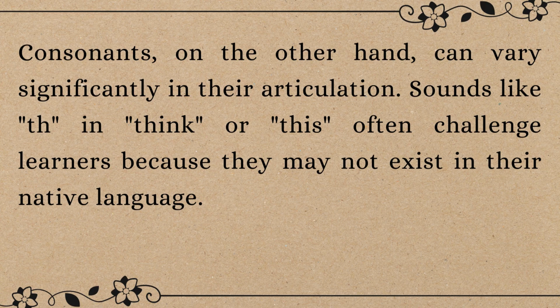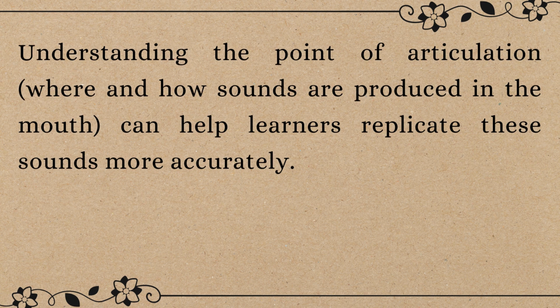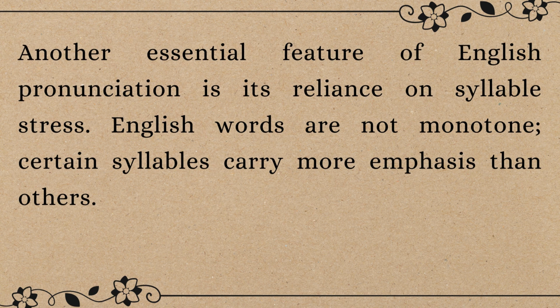Consonants, on the other hand, can vary significantly in their articulation. Sounds like the "th" in "think" or "this" often challenge learners because they may not exist in their native language. Understanding the point of articulation, where and how sounds are produced in the mouth, can help learners replicate these sounds more accurately. Another essential feature of English pronunciation is its reliance on syllable stress.